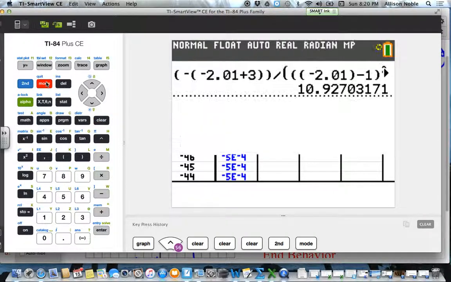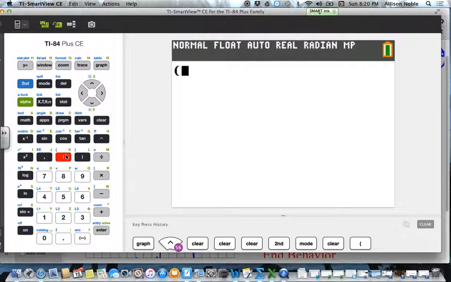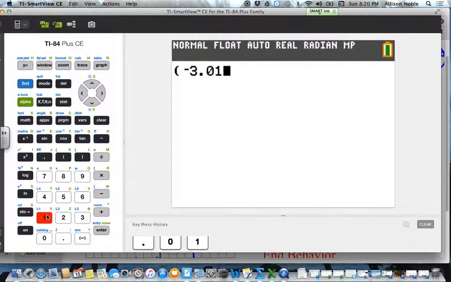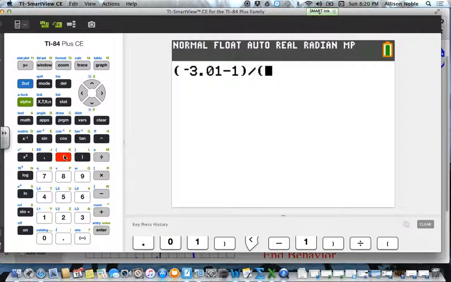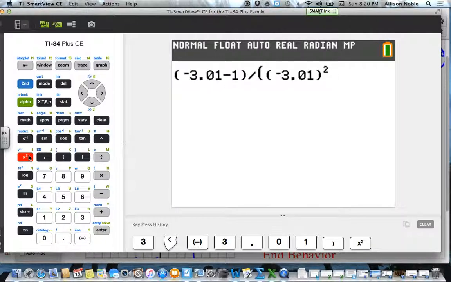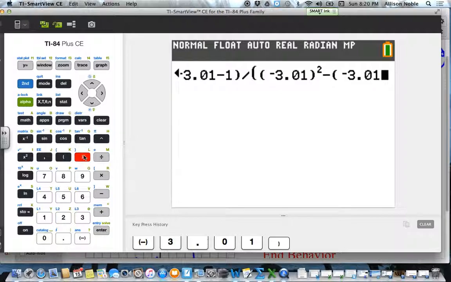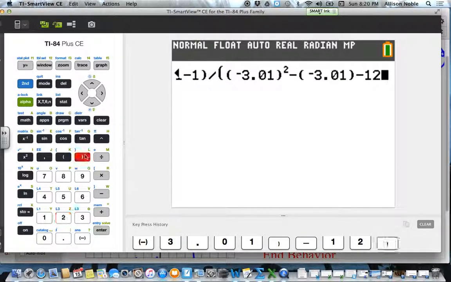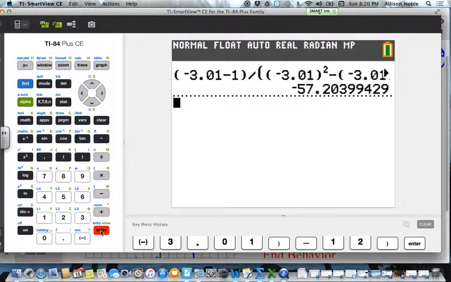Let's get out of this. Negative 3.01 in my numerator, minus 1, divided by negative 3.01 squared minus negative 3.01 minus 12, which would give you negative 57.